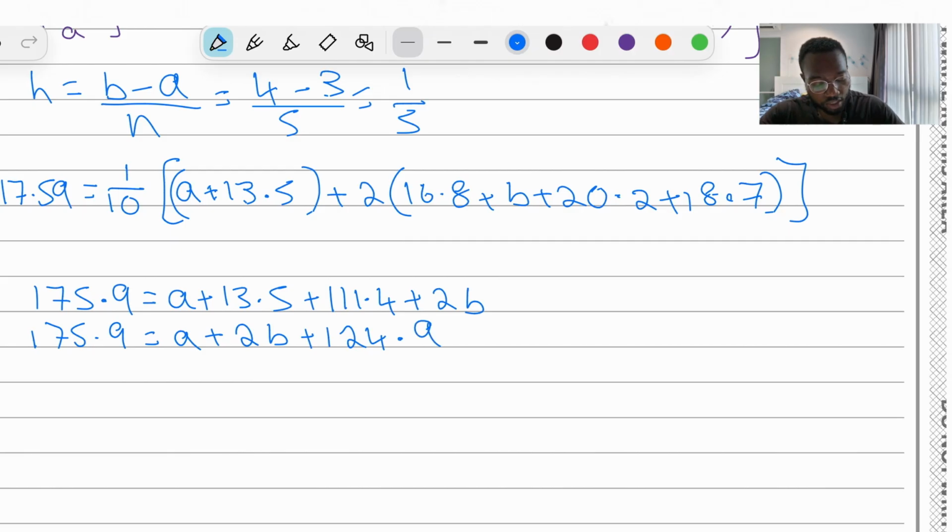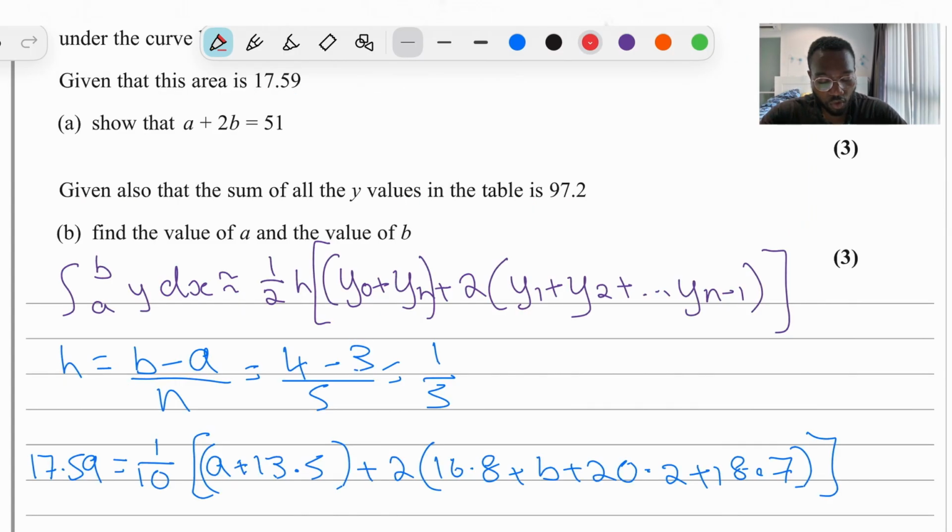And now if we do 175.9 take away 124.9, that gives us exactly what we want, which is 51, and that is equal to a plus 2b. Therefore, we've shown that a plus 2b is equal to 51. For part B, it says, given that the sum of all the y values in the table is 97.2, we need to find the value of a and the value of b.